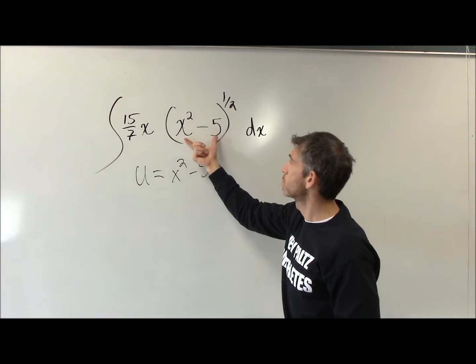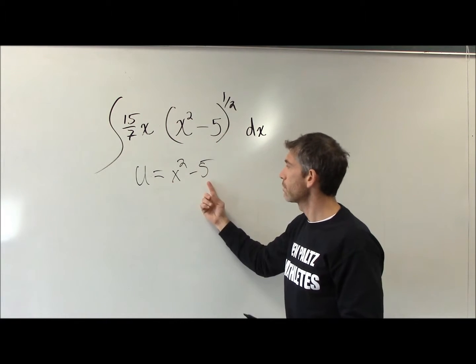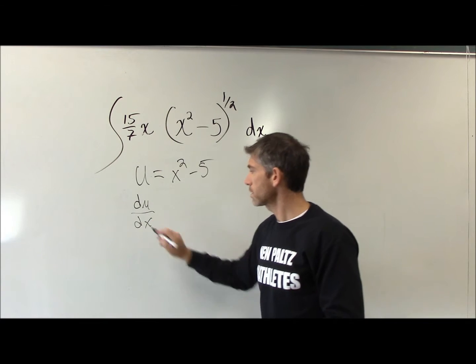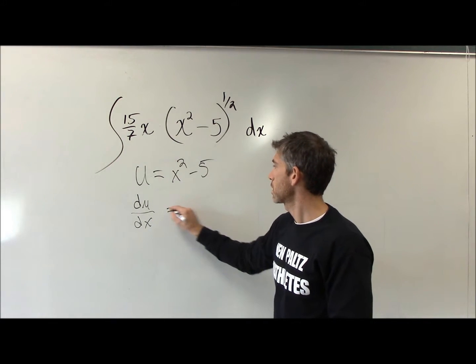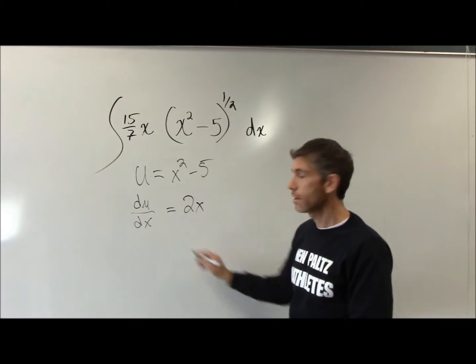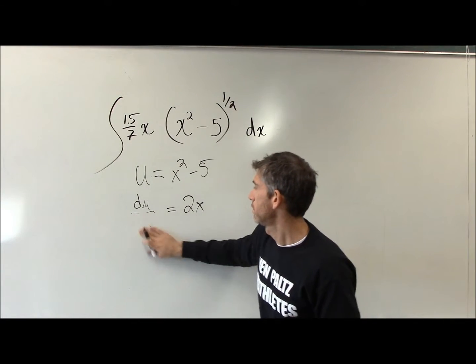So that piece would then need the chain rule. So that'll make my u. My du is really with respect to x. In this case, it's 2x dx. We'll write that. Cross multiply.